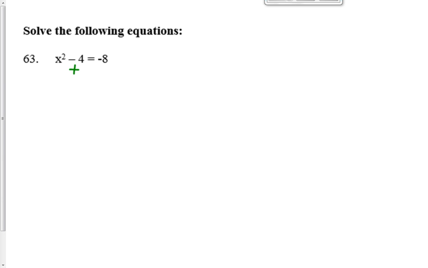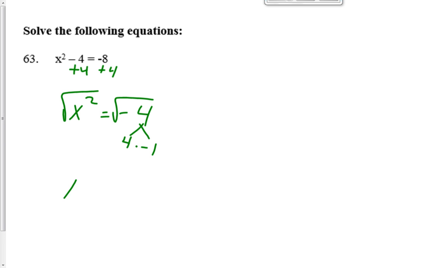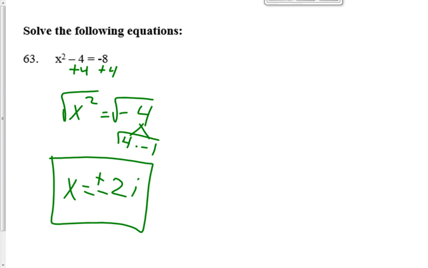63, when we add 4 to both sides, x squared equals a negative 4. So then to square root, the square root of a negative 4 is the square root of a positive 4 times a negative 1. So x equals plus and minus the square root of 4, which is 2, and the square root of negative 1 is i. Plus and minus 2i.